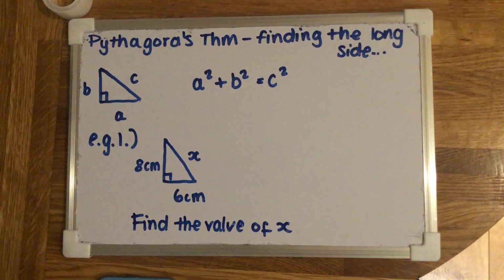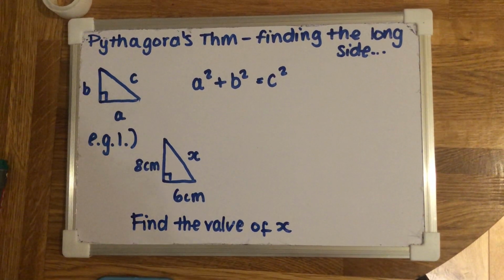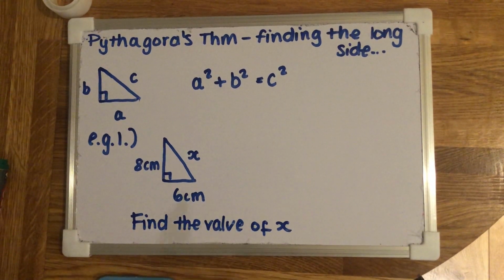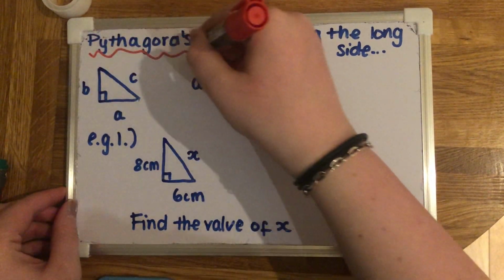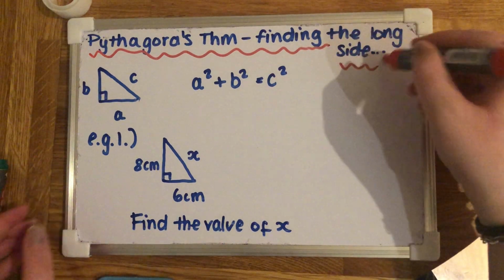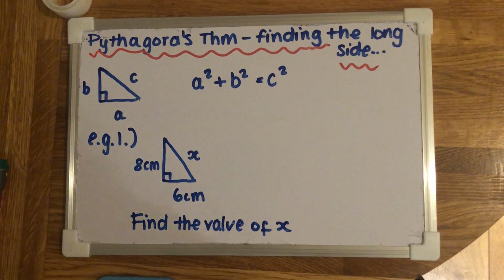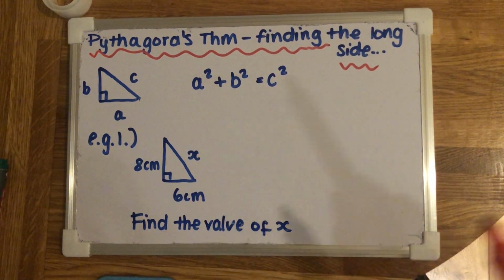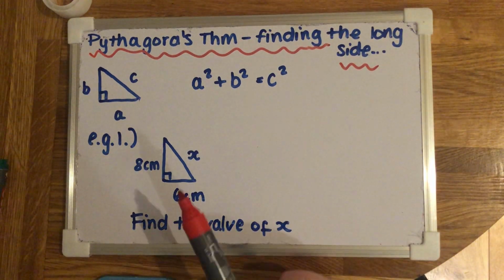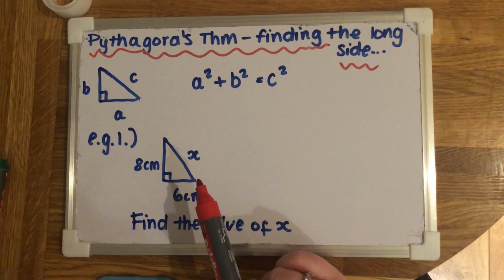Okay, so today we're going to be doing Pythagoras' theorem, but we're only going to be looking for the longest side, and in a second that's going to make sense of what that actually means. So, first thing is, what is Pythagoras' theorem? It's a formula that helps you work out lengths of a triangle.